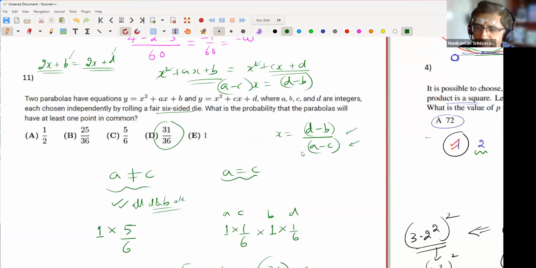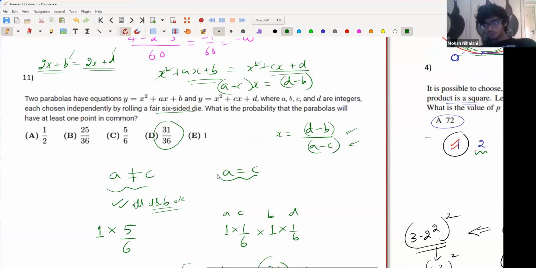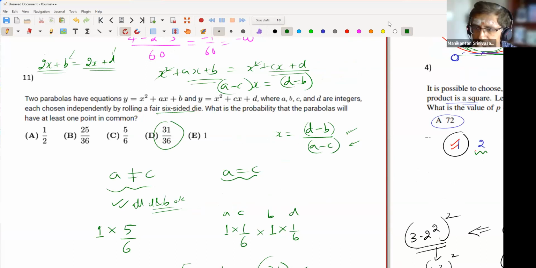Did you guys do some other way? Moksh, same approach, or did you do something different? Same approach. Same, right? Anyone else has another way to share? Anika, what did you do? So I did the same thing. Same. Okay, cool. I did it just by finding the probability that they don't have any point in common and doing 1 minus. Okay. And that came out to be 5/36, is it? Yeah, so then I did 1 minus 5/36.